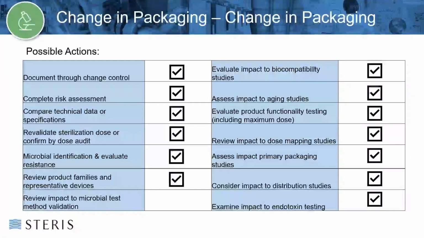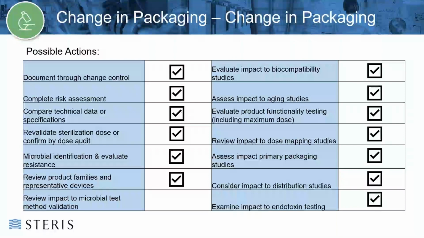The change to packaging documented in a formal change control, possibly containing a risk assessment to document the impact of the change. Based on the evaluation of the impact, revalidation of the sterilization dose or confirmation through dose audit may be necessary. Microbial identification, again, may be an evaluation of resistance from testing and may provide insights on whether revalidation is needed.